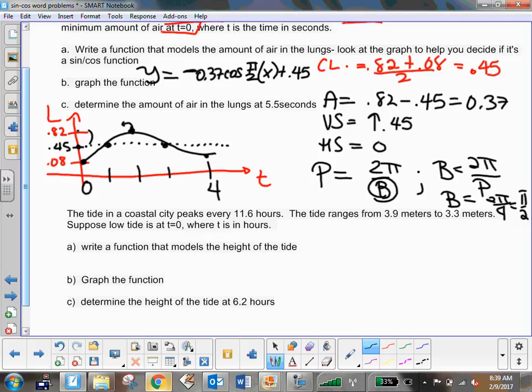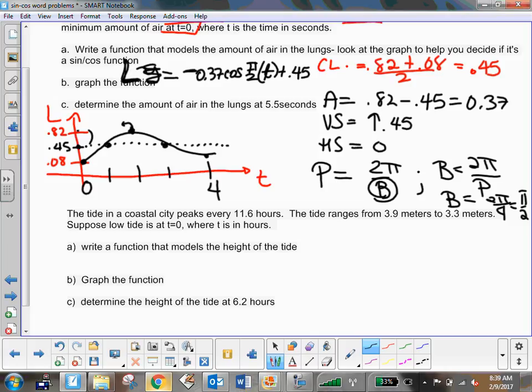We write a function that models the height. So we really should say L. And we shouldn't really use x. What should we use? T. Let's get our units right, so you don't lose points. Okay. And so L is our height. It's the amount that we have in our lungs at any given time.